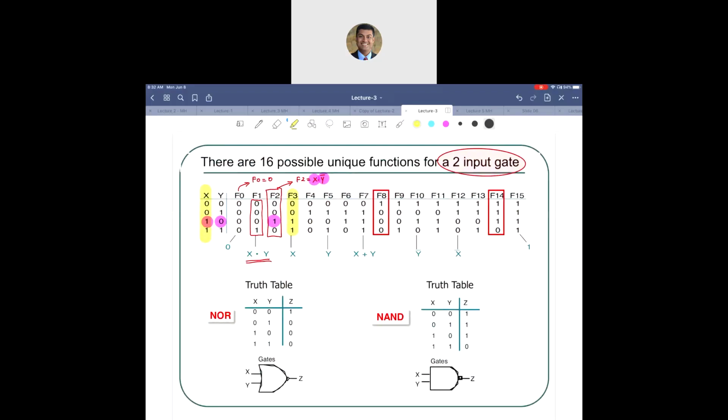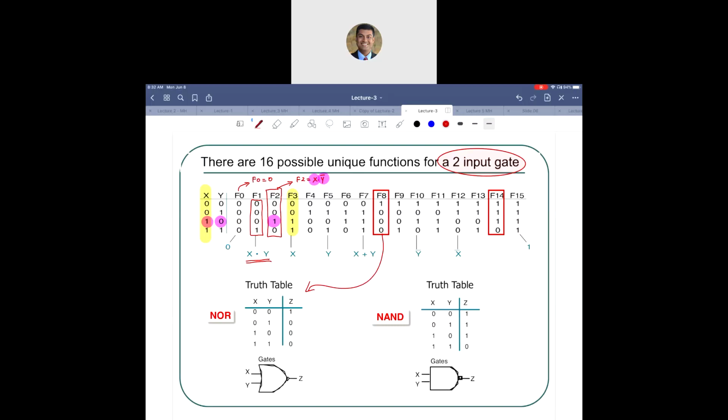Now, there are a couple of them that are highlighted over here, for example F8 and F14. Let us try to look at those two a little bit more carefully. F8, which is 1 0 0 0, has been captured into a table over here. X and Y are the two inputs, and Z is the output. If we analyze this a little more closely, this is simply a NOR gate, because that is the truth table of a NOR gate.